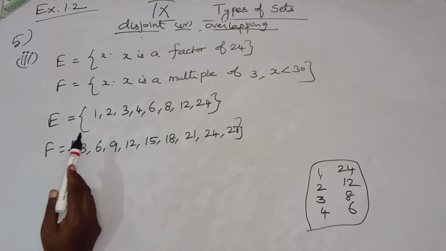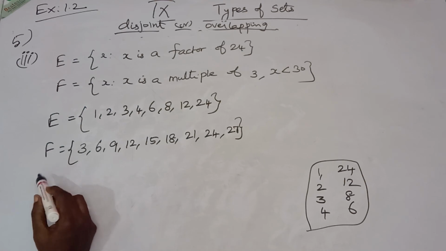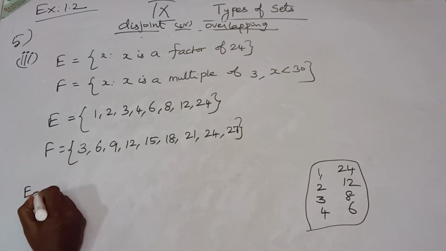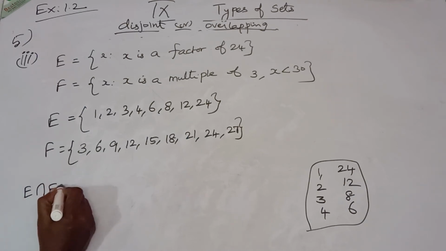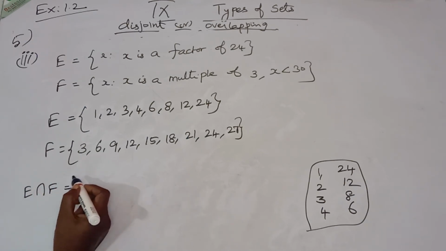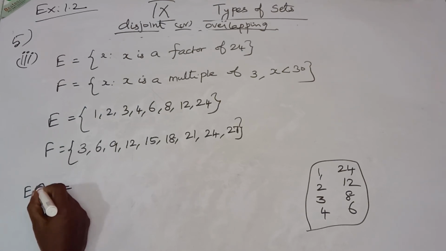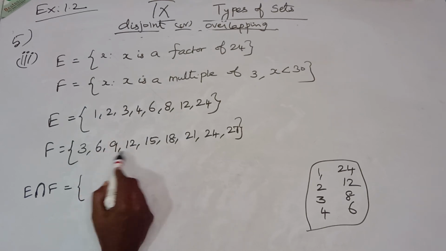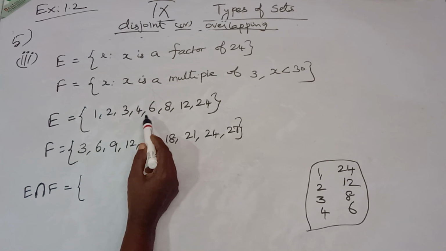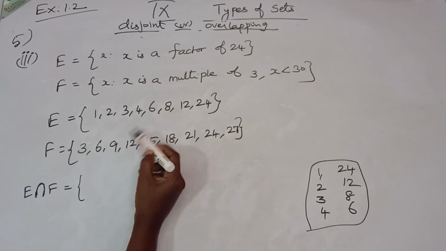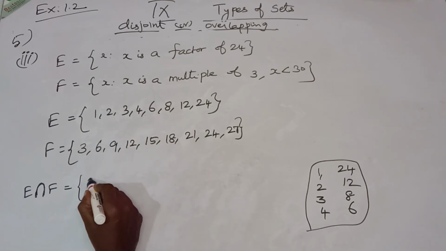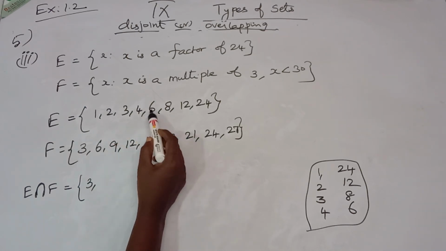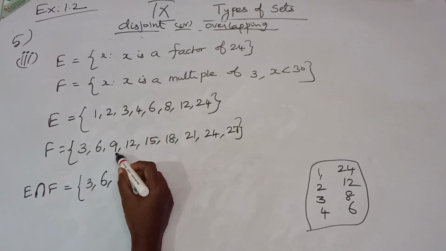Now we are going to check whether both sets are disjoint or overlapping. To find that, you have to find E intersection F, the intersection of these two sets. How do you find the intersection? You have to find the common elements of the two sets. What are the common elements? Here 1, but in F there is no 1. Here 2, there is none. Here F is fully multiples of 3, so any multiples of 3 will come as a common element. See, here 3, here also 3, so 3 is common. Here 6, here also 6, so 6 is common.